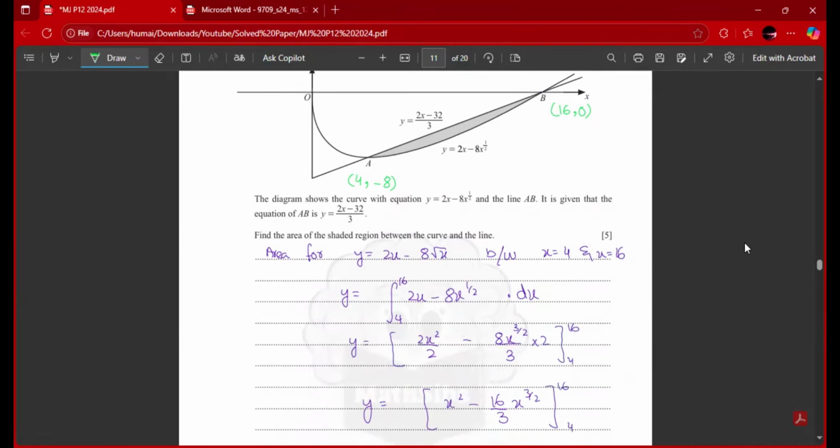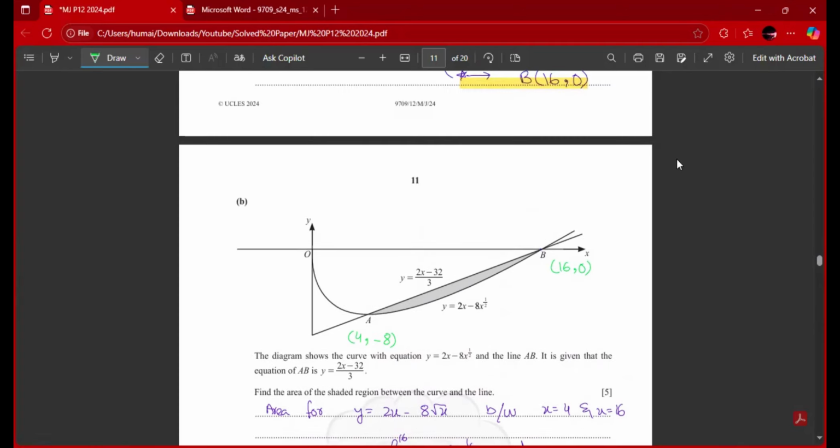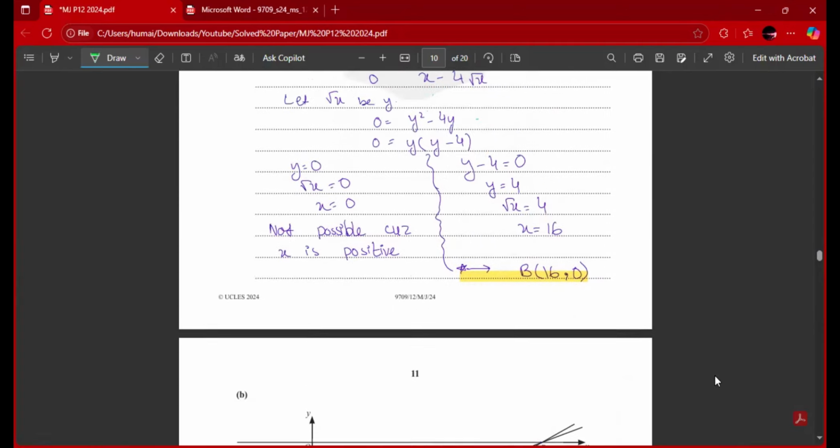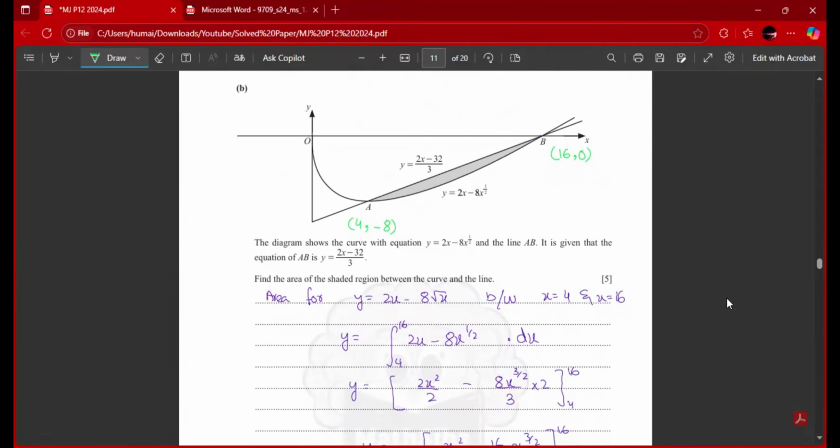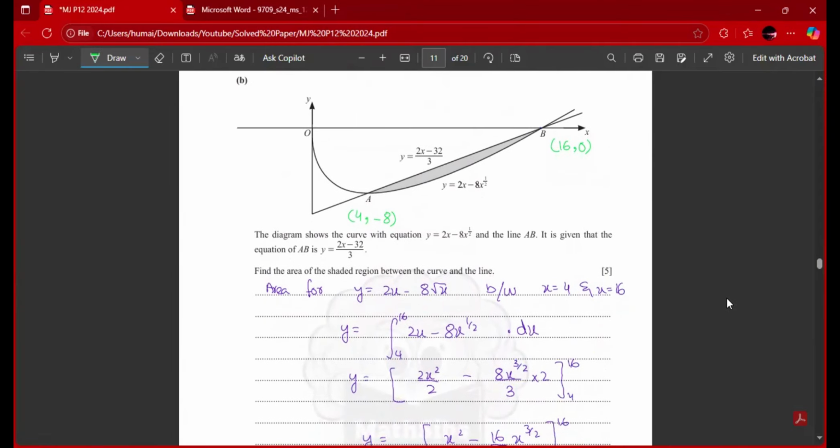Okay, so I was explaining this question. Well, in this question, this is the continuation. Yes, this question is continued from the previous question. So in this question, we are given a diagram and a curve, and also a line, AB. Okay, great. We are given a line. So we have to find the area that is shaded between the curve and the line.